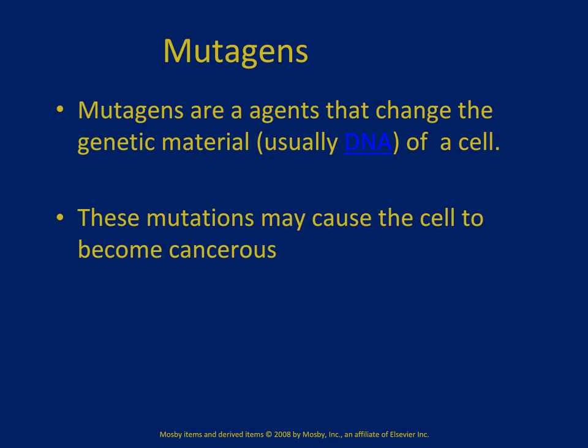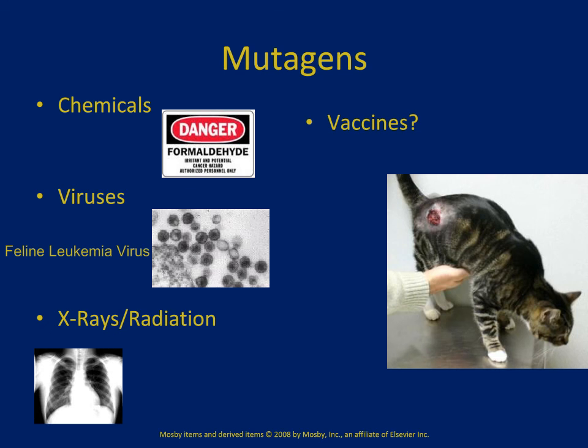So why do cells sometimes become cancerous? Well, a lot of it has to do with aging and also with the genetics of the person or the animal, but also exposure to mutagens can alter the DNA in such a way that those cells will go from being normal to cancerous. Okay, some common examples of mutagens that are found in the veterinary clinic include formaldehyde, which is a type of chemical used as a tissue preservative.